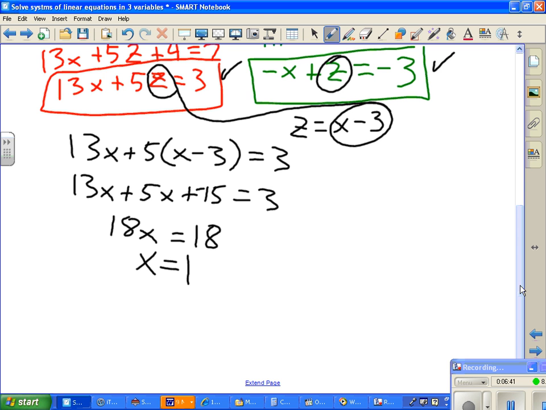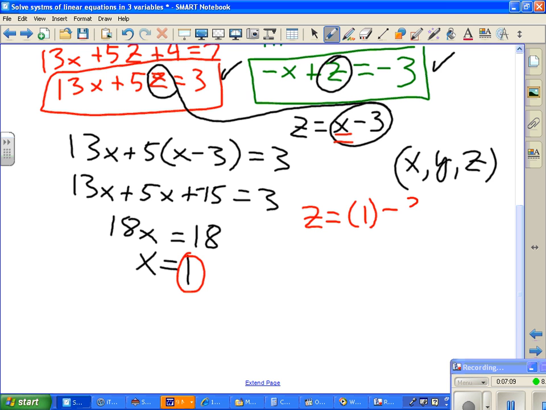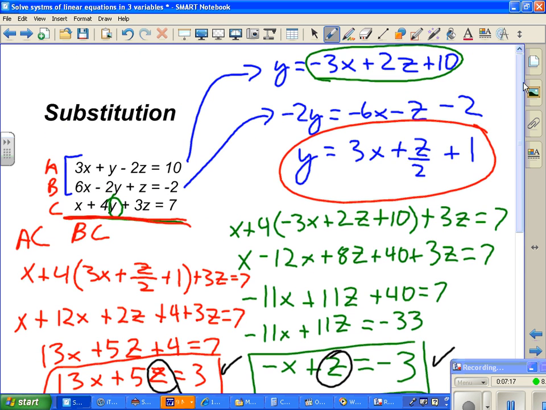Now, I have done all that work just for the one variable. I need 3. I have an x, y, and a z, so I'm going to have three variables in my coordinate. We'll have to go back through and solve. Let's make this easy. I know x is 1. Let's plug it in for x here, and I'll figure out what z is. z is 1 minus 3, which means z is negative 2. Now I know what x is and I know what z is: x was 1, z was negative 2.